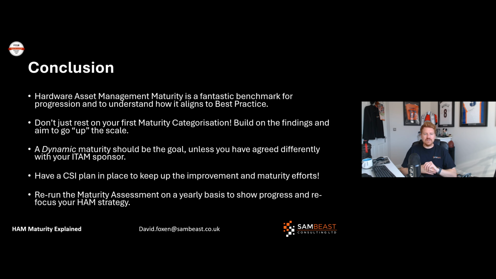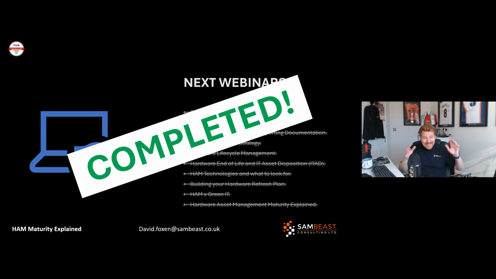Have a continual service improvement plan in place, a roadmap, a strategy to keep improving and maturing your hardware asset management and your ITAM maturity levels, and rerun your maturity on a yearly basis to show the progress that you're making. It gives you that focus on what your HAM strategy should be for the next 12 months, 18 months, whatever it is, and also gives you that same clarity for any ITAM roadmaps that you're building and defining as well. So that's it for our hardware asset management webinars.